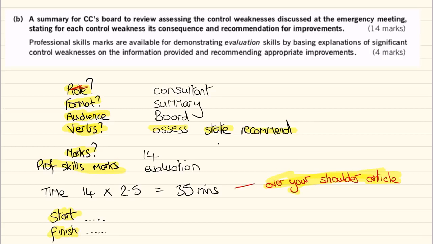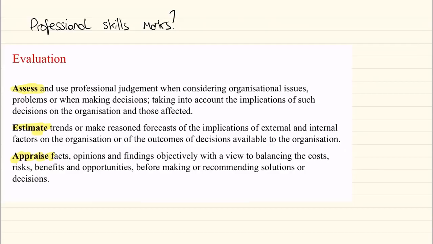I would actually take further security checks, and I would write down start and finish and make sure that 35 minutes after I start, I've written it down so I know exactly when I have to stop. Professional skills marks here were for evaluation. When I'm thinking of evaluation, I'm thinking of assessing, estimating, and appraising. So I'm looking at the information I have to hand, considering it, and making a recommended solution to all of that. So what am I going to be evaluating here?